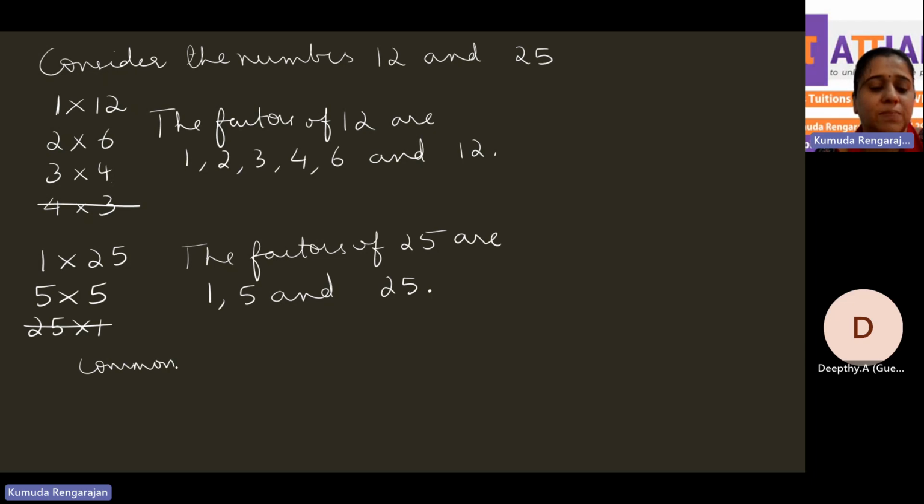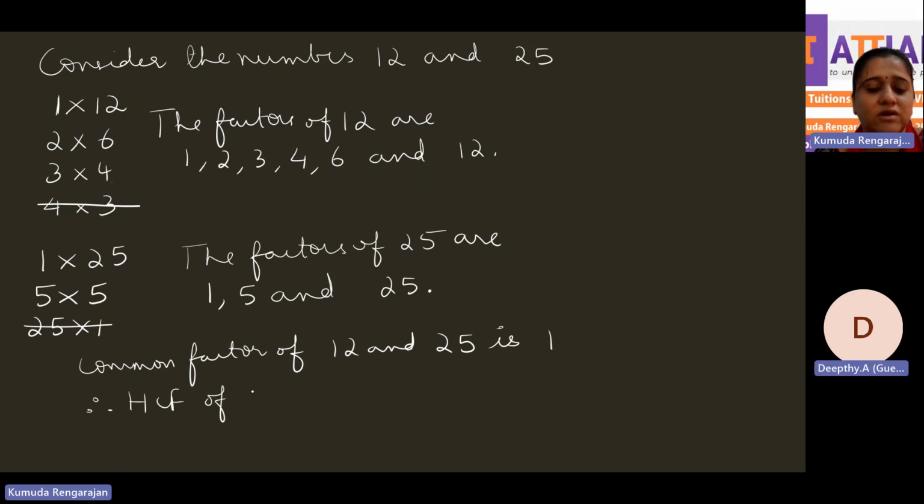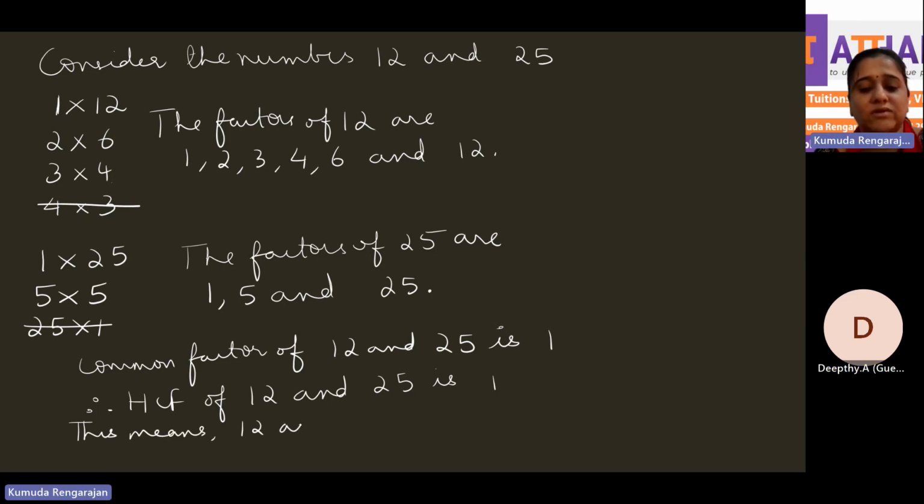Common factors. The common factor of 12 and 25 is 1. Therefore, the HCF of 12 and 25 is 1. Therefore, this means 12 and 25 are co-prime numbers.